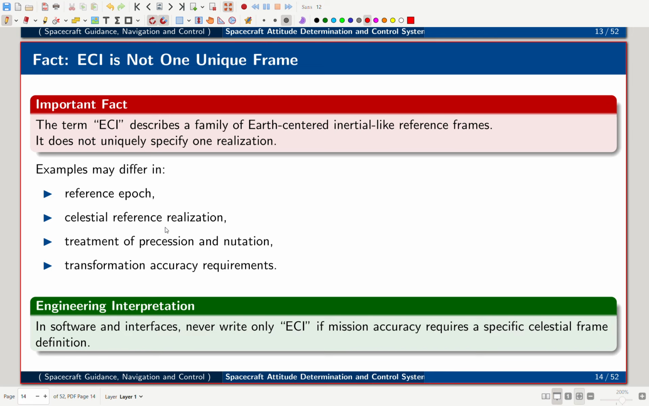So ECI is not one unique frame. This is important because the term ECI describes a family of Earth-centered inertial reference frames. It is not uniquely specific to one realization. Examples may differ in the reference epoch, which we will discuss, and celestial reference realization, treatment of precession and notation, transformation accuracy requirements, and engineering interpretation in software and interfaces. Never write only ECI if mission accuracy requires a specific celestial frame definition.